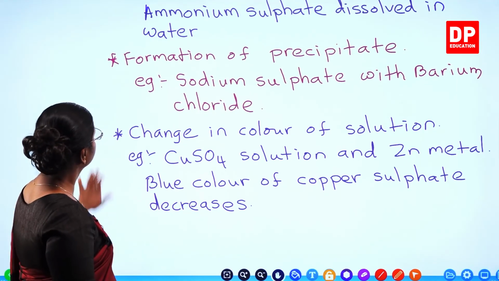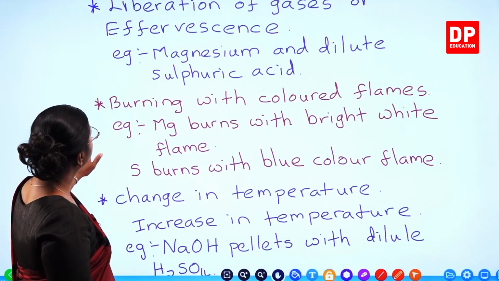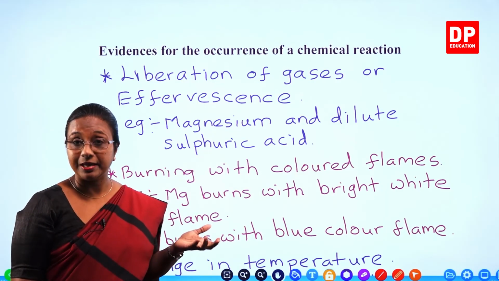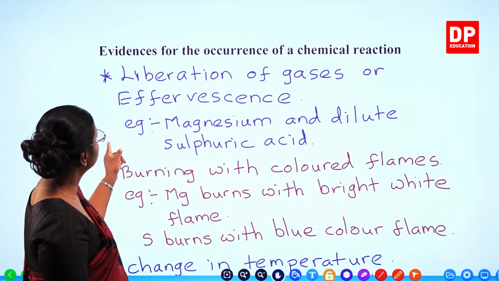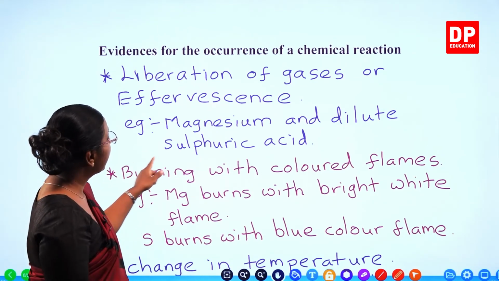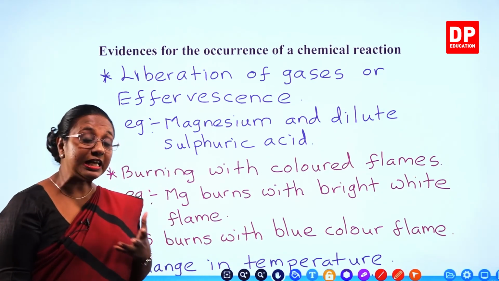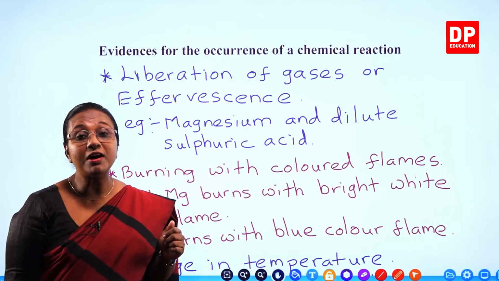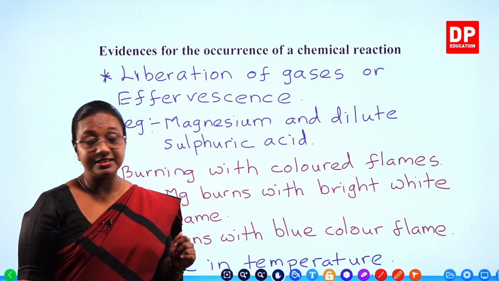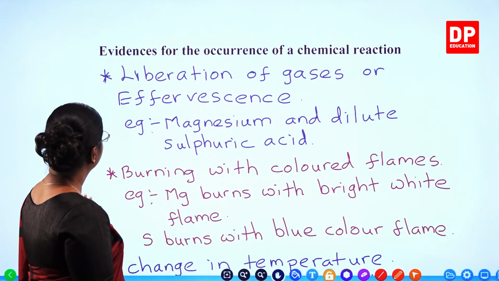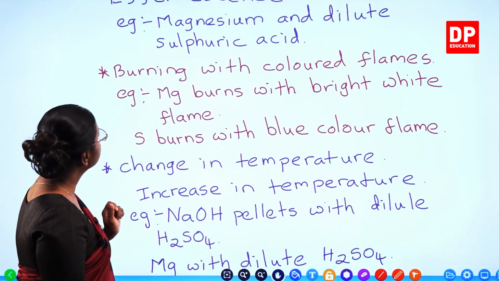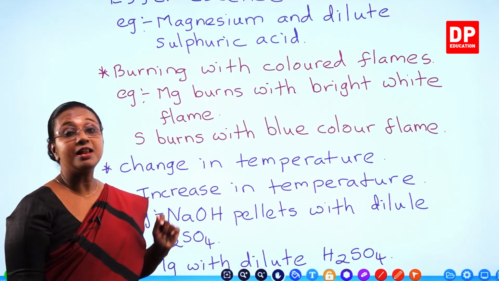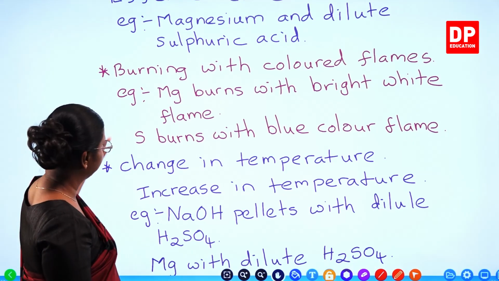If I go back and look at all the changes, evidences for the occurrence of chemical reaction or chemical change: liberation of gases or effervescence. Example, magnesium and dilute sulfuric acid. Usually, you have learned this before also. Metals, when they react with dilute acids, they evolve hydrogen gas. So, liberation of hydrogen gas. That is a common reaction. You can give it as an example. Then the second one, burning with colored flames. Magnesium burns with bright white flame. Sulfur burns with blue colored flame.